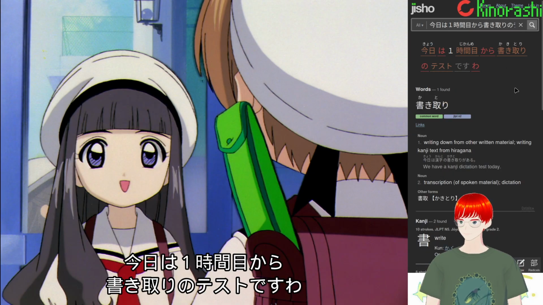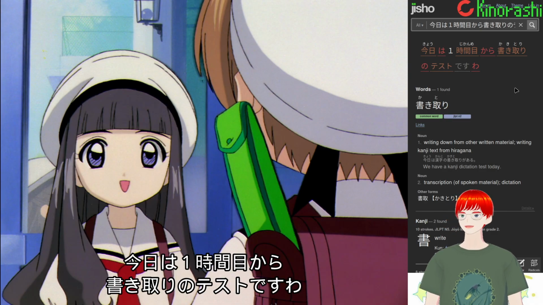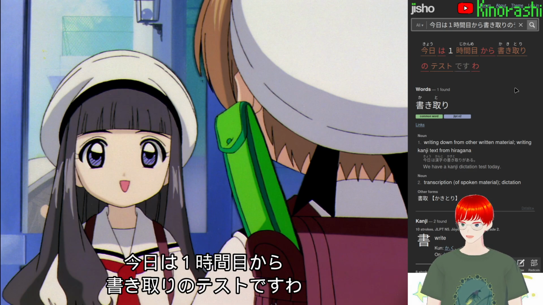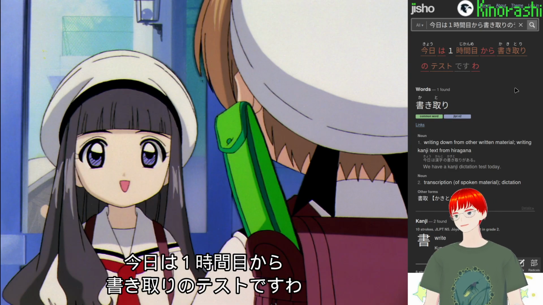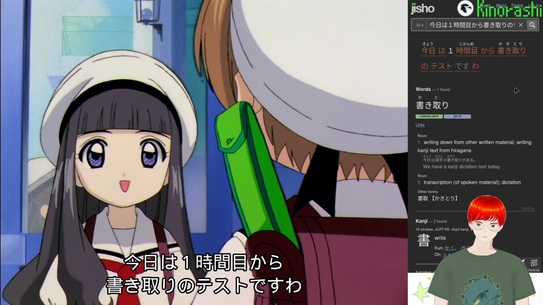書き取り: writing down from written material, writing kanji text from hiragana, transcriptions of spoken material, dictations. Oh, that's why it's kakitori. Write, take. In other words, you're taking what someone's saying and then writing it down. Kakitori. Okay, so it can be either writing down what other people are saying or writing down what you're reading from another material. So you're taking from some other source and then you're writing down. So kakitori, aka write and take put together.